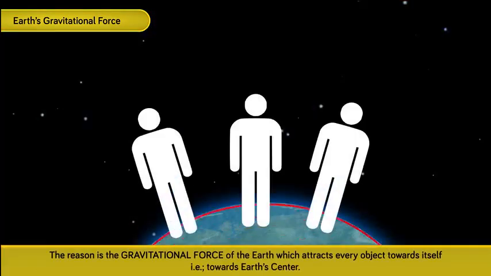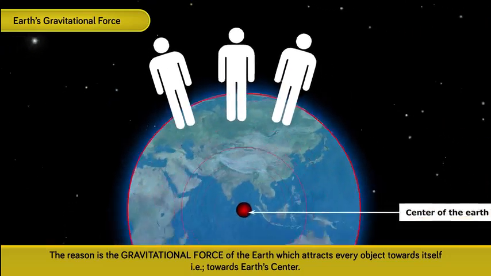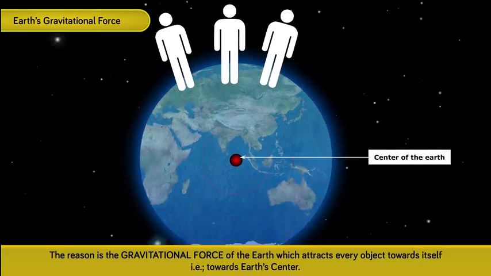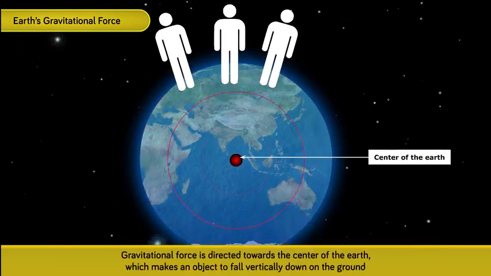The reason is the gravitational force of the earth, which attracts every object towards itself, that is, towards the earth's center. This means that gravitational force is directed towards the center of the earth, which makes an object fall vertically down on the ground.